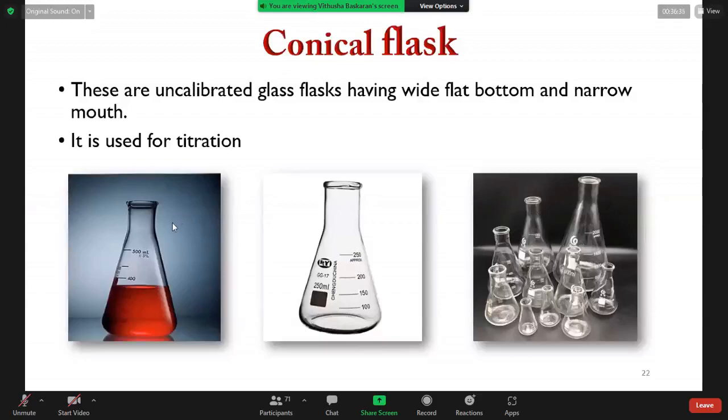That's why it is mentioned as an uncalibrated glass flask, and it has a wide flat bottom and also a narrow mouth. Okay, this is all about the conical flask, and this is used only for the titration purpose.